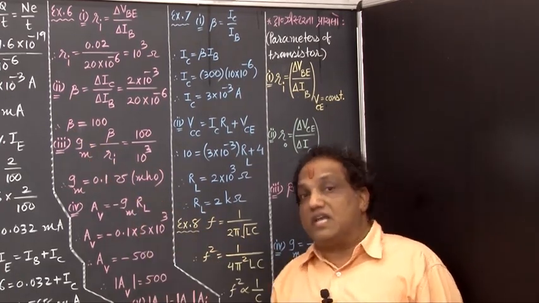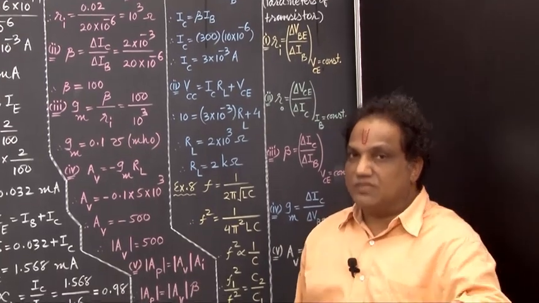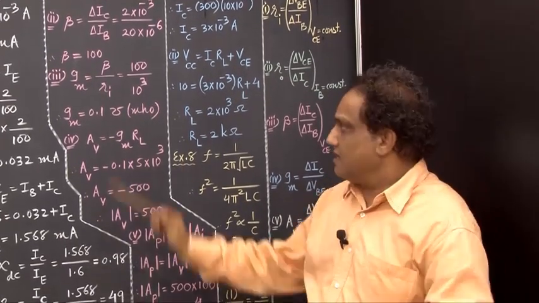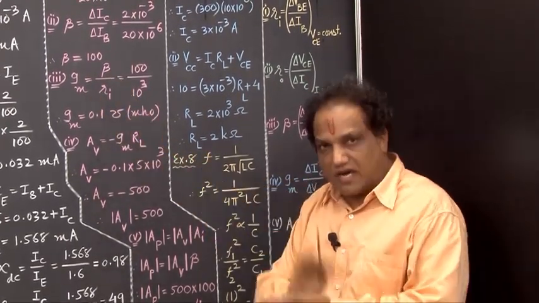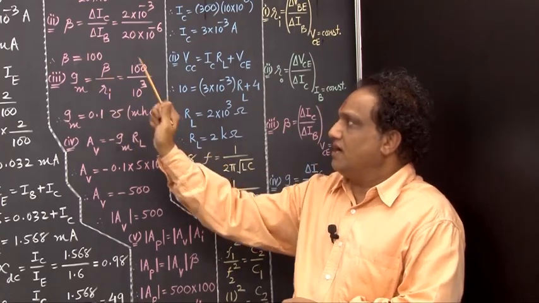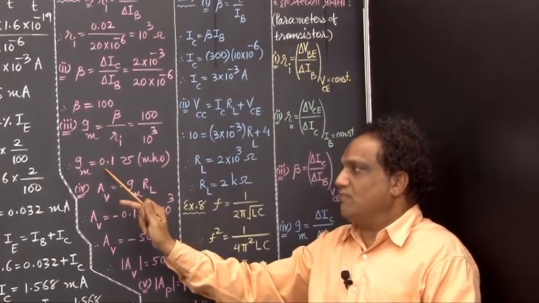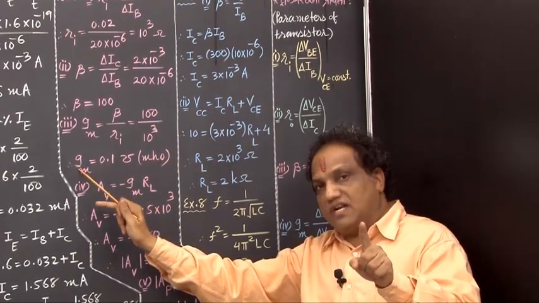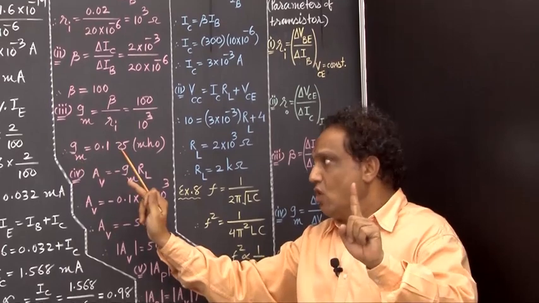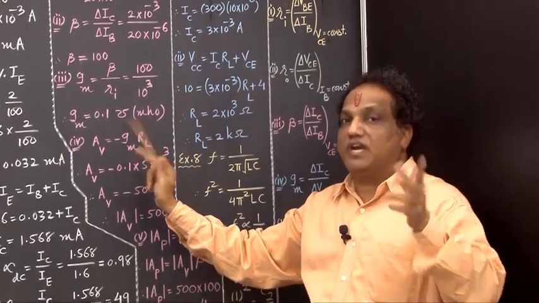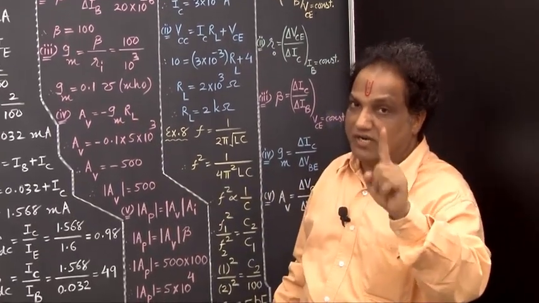What was the formula for transconductance? Last time we had obtained Gm equals beta upon Ri. Gm equals beta upon Ri. What is beta value right now? 100. Ri is right now 10 raised to 3 ohm. Simplify, answer is 0.1. And unit of transconductance, just now I said it is mho, or you may write Siemens. Siemens symbol is capital S.